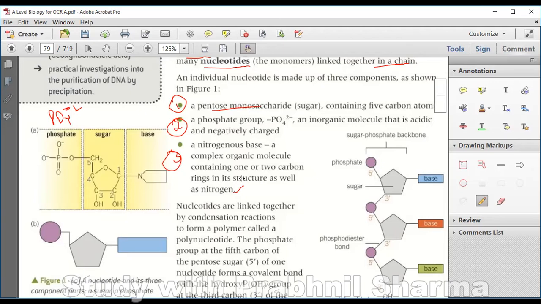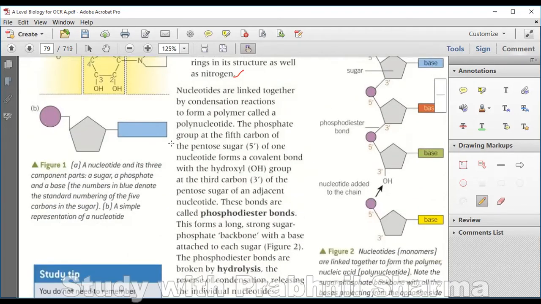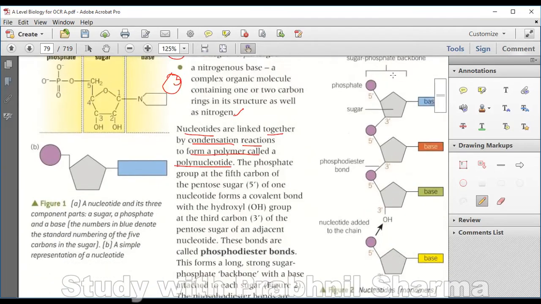Clear? Any doubt in this? Okay, now see. Nucleotides are linked together by condensation reactions to form a polymer called a polynucleotide. Now, suppose this is the structure of one monomer. Now, if this monomer is repeated again and again, then it will form a whole strand. Clear?